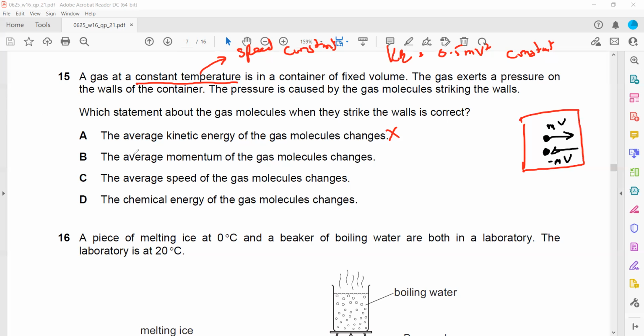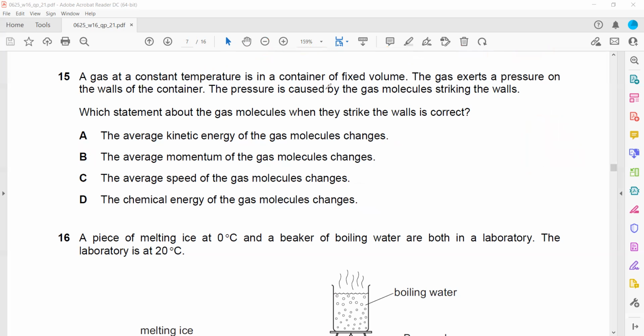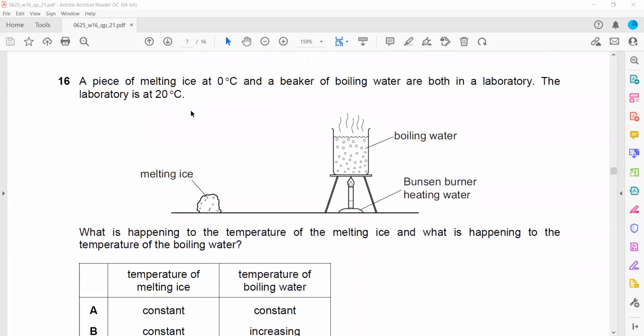So whenever the molecule collides with the wall of the container, it changes direction, so there will be a change in momentum. The average speed of the gas molecules does not change, as they mentioned already that the speed is constant, or the temperature is constant. The chemical energy of the gas molecules only changes if they form another substance, but the question does not mention any reaction, so the chemical energy does not change. So the only thing which changes when the gas molecule collides with the wall is the momentum.